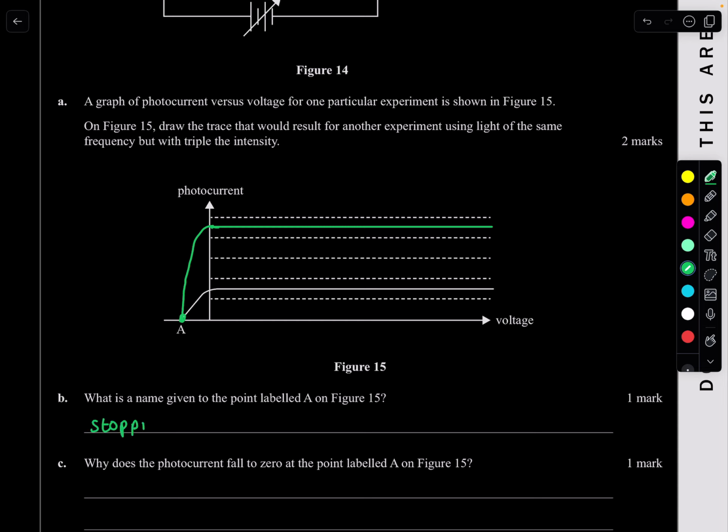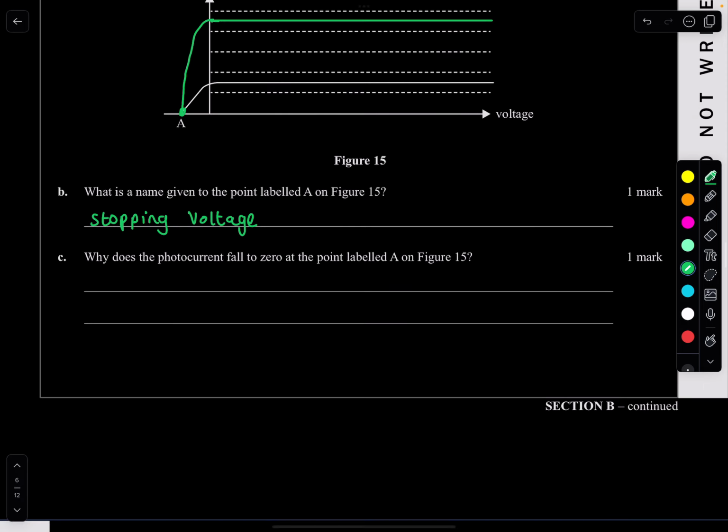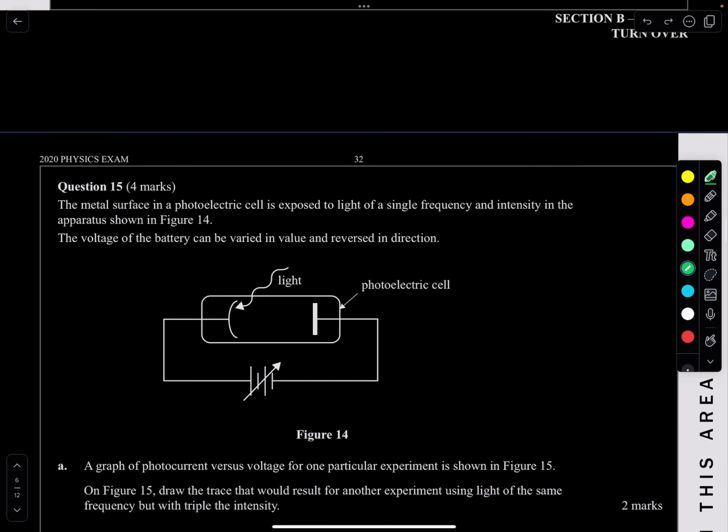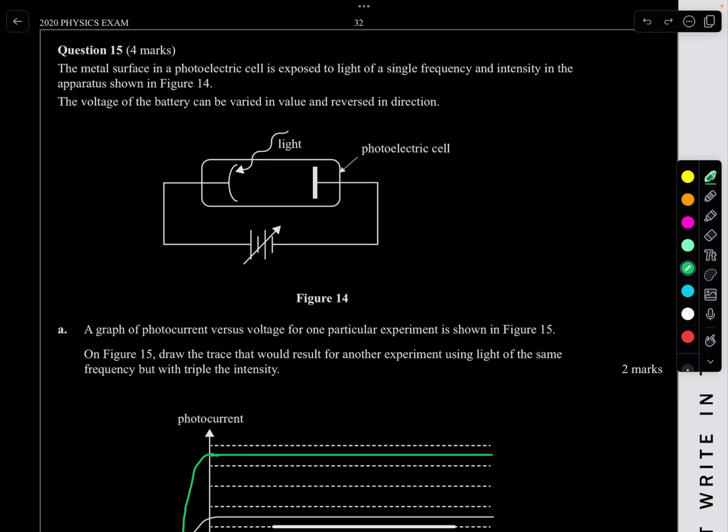Stopping voltage. Why does the photocurrent fall to 0 at the point labeled A? Basically, since it's one mark, just define what the stopping voltage is. So if you have your negative charge and your positively charged electrode, what basically happens is, well, no, this is the opposite, sorry. Initially this is negative and this is positive.